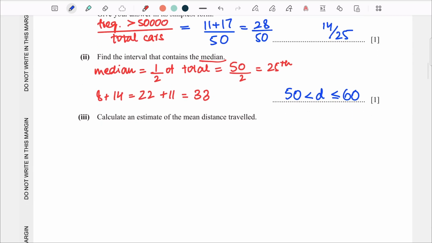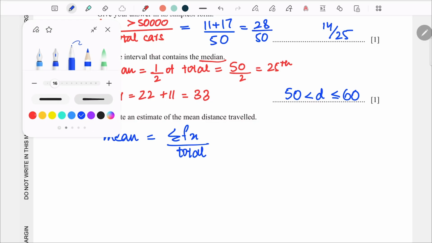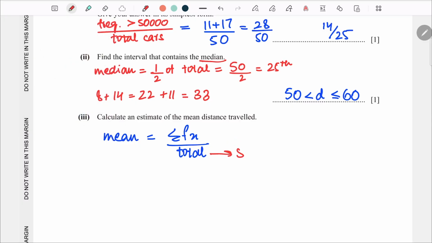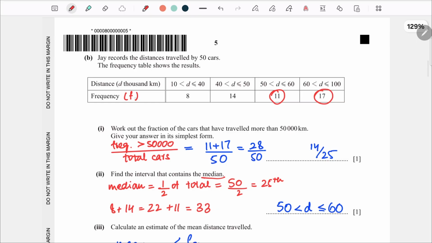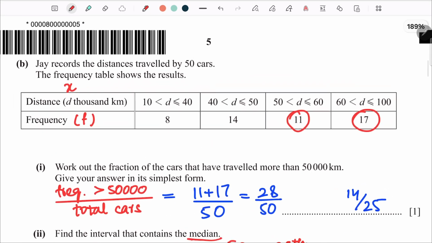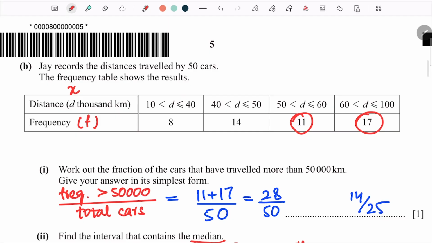Now part 3, calculate an estimate of the mean distance traveled. So the formula for the mean is basically sigma fx over the total, and the total was already given to us in the question, that was 50. In fx, f is the frequency, and x is the midpoint of the intervals. So I'm going to find all the midpoints. The midpoint of 10 and 40 is 25, the midpoint of 40 and 50 is 45, then 55, and last is 80.